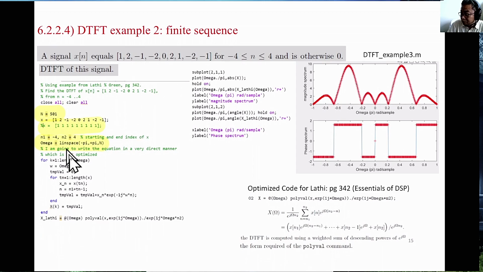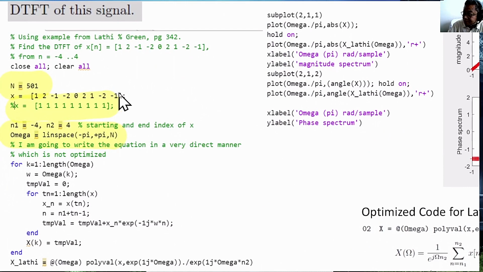Okay, I've given you this code. Please play with it by changing the different x, and in fact you can change different n such that you can get different resolutions of omega as well.